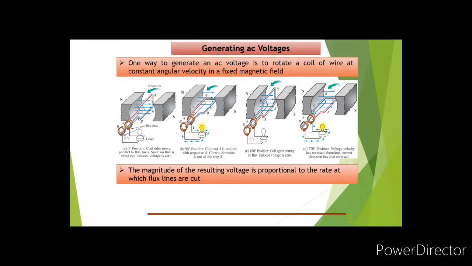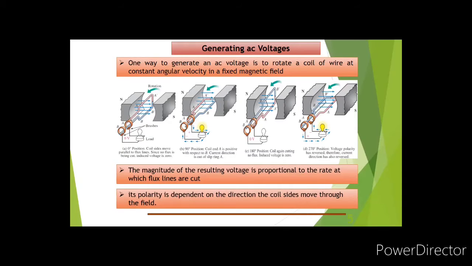The magnitude of the resulting voltage is proportional to the rate at which flux lines are cut. Therefore, the polarity is dependent on the direction in which the coil moves through the field. Let's see how the AC voltage is generated through an animation video.